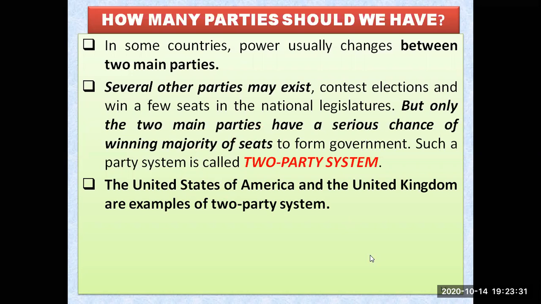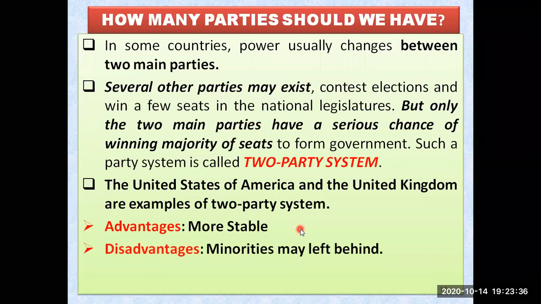Now let us see kya advantage ho sakta hai isme. It is more stable. And thoda one party system se ya multi party system se thoda ye dekhenge beech ka hai, matlab it is more stable than the multi party system, I would like to say over here.